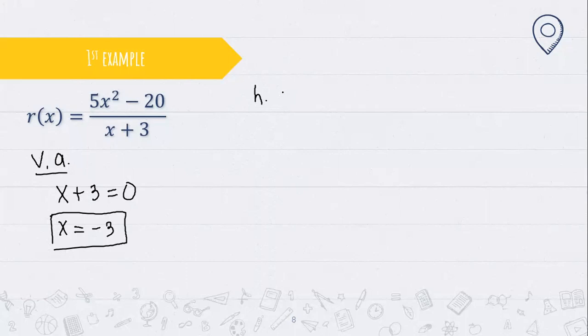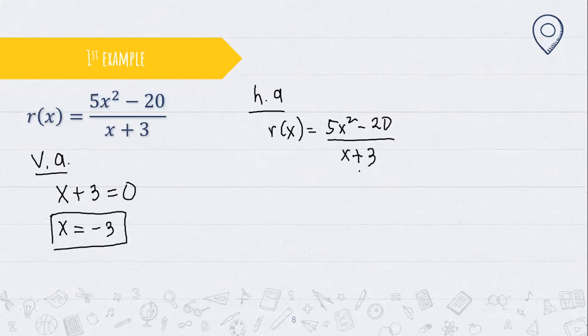So, horizontal asymptote. How do we get the horizontal asymptote? We take the variable with the highest degree, class. Variable with the highest degree. So, if we have r of x is equal to 5x squared minus 20 over x plus 3, what is our variable with the highest degree?